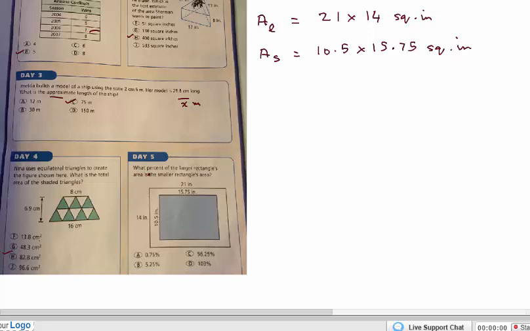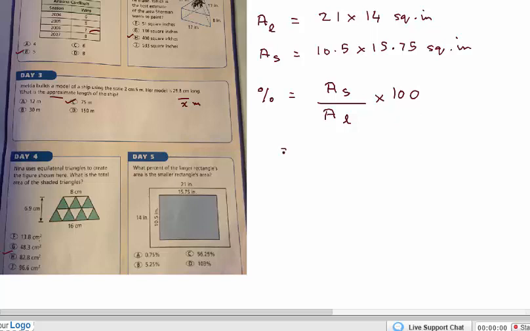Now to answer the question, what percent of the larger rectangle's area is the smaller rectangle's area, the required percentage is equal to the smaller rectangle's area over the larger rectangle's area. So that will give you the fraction. If you just leave it at this, it will give you the answer to the question, what fraction of the larger rectangle's area is the smaller rectangle's area. So maybe this is a 1/2 or a 1/4 or a 2/3 or whatever. Now if you multiply this by 100, that will give you the percentage.